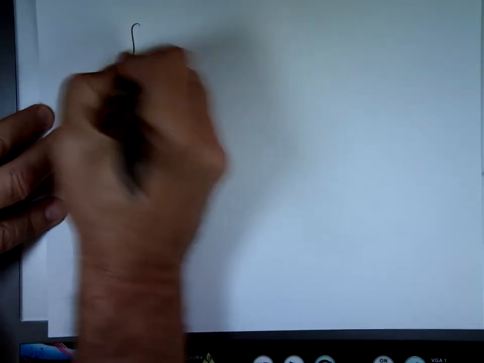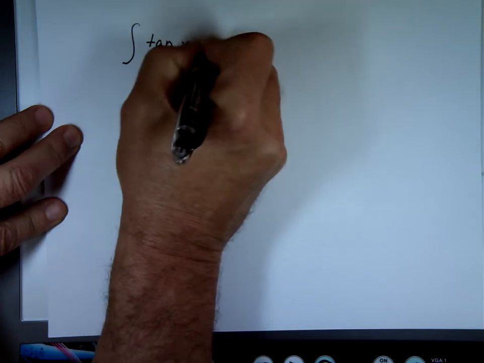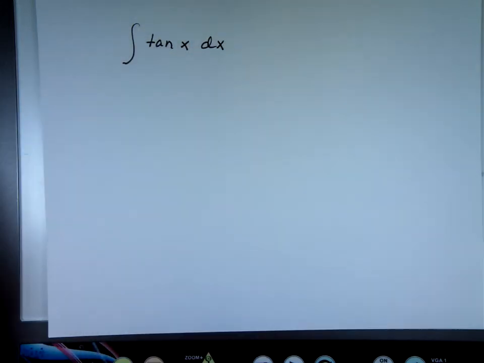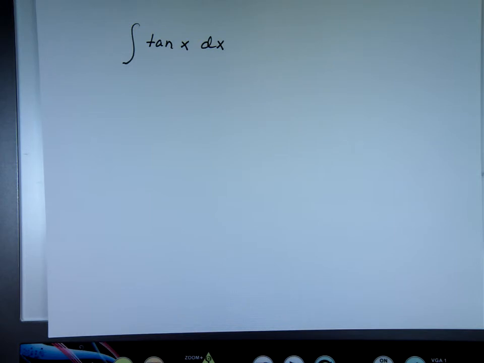I'm going to give you one that we cannot integrate. We don't know the answer to it, including me. Tangent x dx. There is no way, even if you go back and memorize all the rules, there's nothing about tangent x. Yeah, just sine over cosine. Okay, George said put sine over cosine.